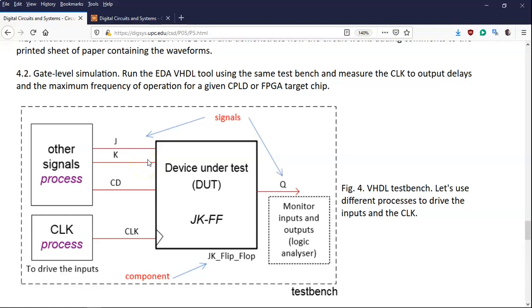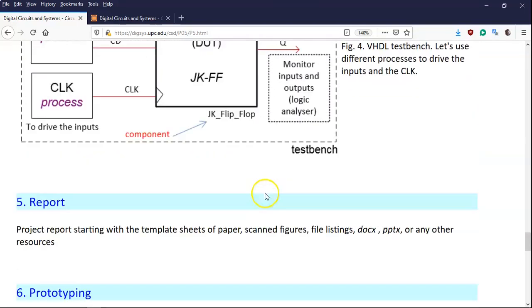Now you write two processes for inputting the signals to the unit under test. One process for inputting the GK and clear direct pulses, for example, and data, and another process that goes concurrently with the other one. The other process is for injecting the clock signal to the circuit, right? And finally you can go and monitor the inputs and outputs. So this picture is going to be solved once and again for the many circuits ahead, right? And finally you go and write the report.